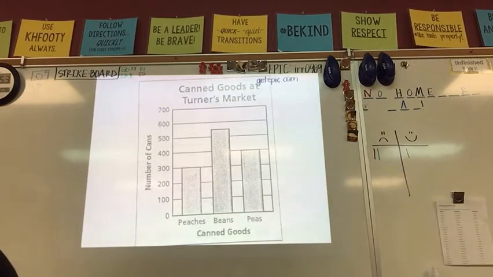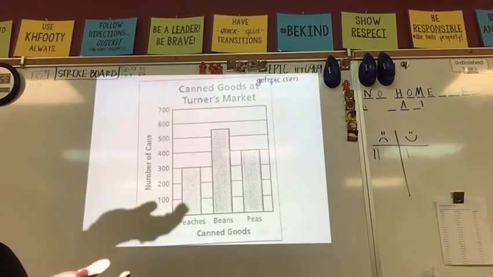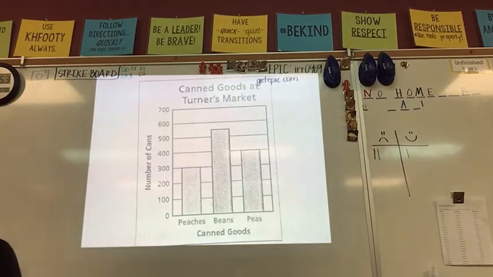Are there more cans? This one I'll let you work out. Are there more cans of beans or peas and peaches combined? So that means on your desk you're going to have to combine your peas and peaches and compare that to your beans. Are there more cans of beans or peas and peaches combined? Which has more, beans or peas and peaches combined?